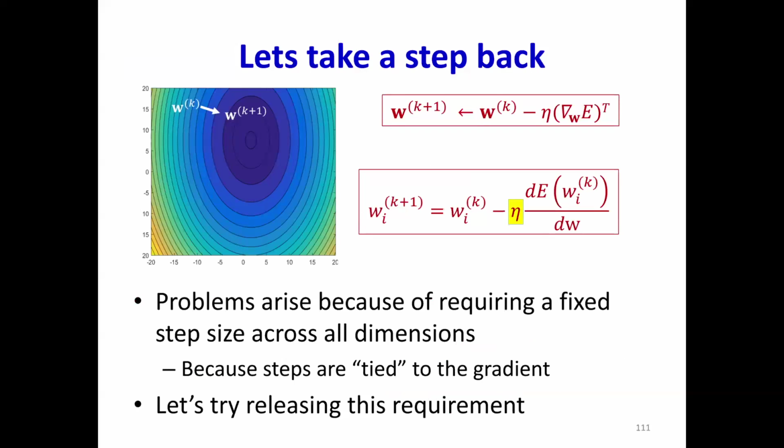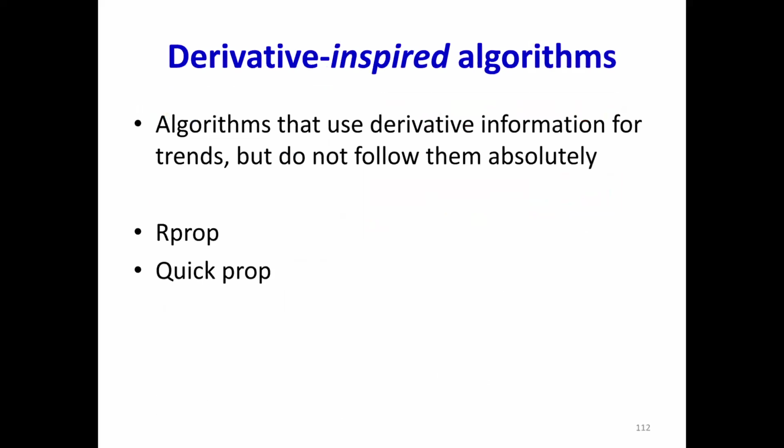So if I take a step back, the problems arise because of requiring a fixed step size across all dimensions, because we want to perform gradient descent. And gradient descent makes sense in high-dimensional functions because that's the easiest thing to be doing. Computing derivatives is easy. But let's try releasing this requirement that every single component must have the same step size. There were lots and lots of ways of doing it, and the two on the slides are Rprop and Quickprop. Rprop gets rid of the derivative altogether and just uses a step size.